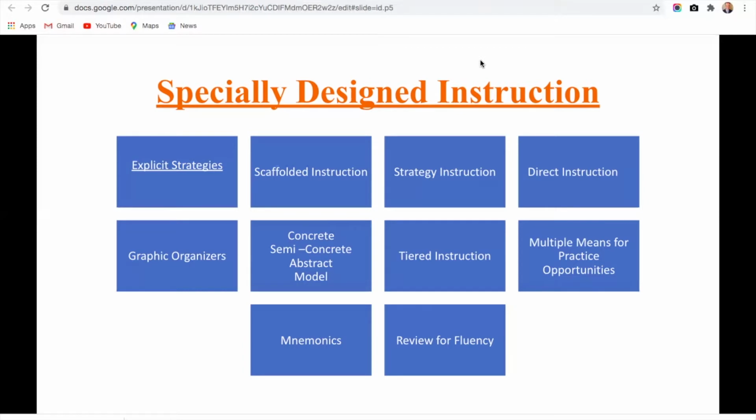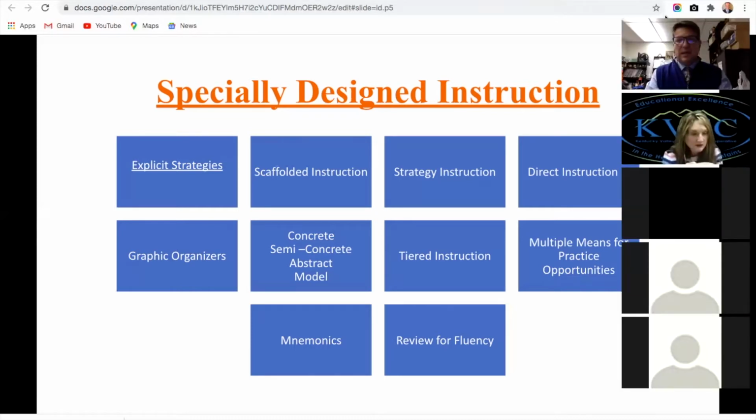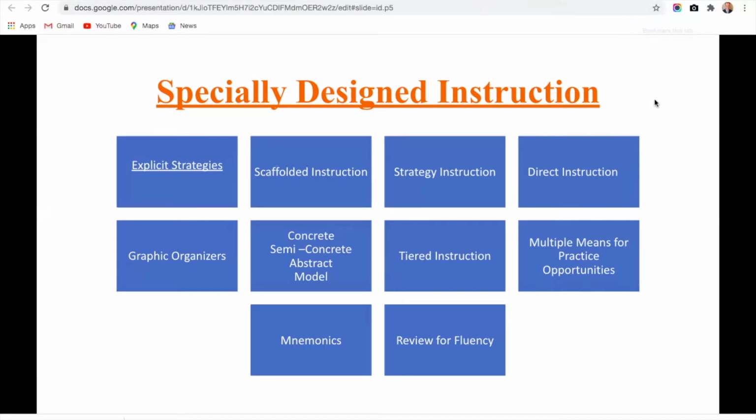So we defined it. We said it's the change to the methods, it's the change to the content, it's the change to a lot of things. But then also we feel like it's a little more. We've got to go a little deeper. We've got to decide what it is that we're doing, and how we're going to do it, and how we're going to provide different types of strategies for students.